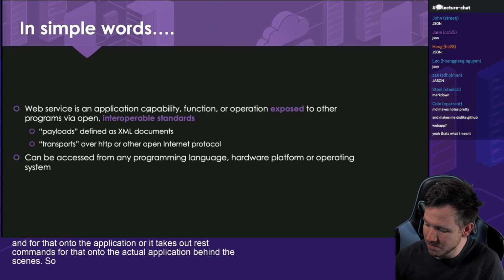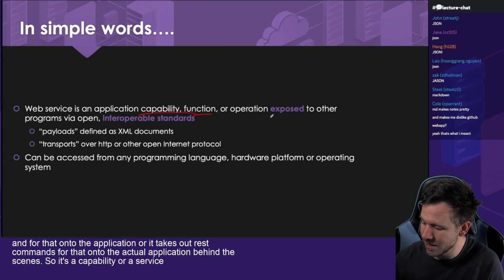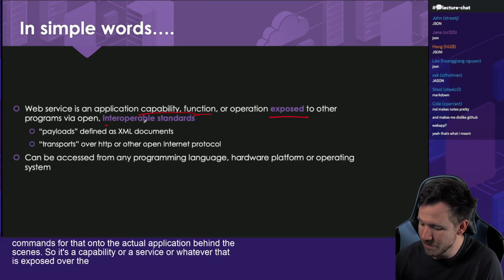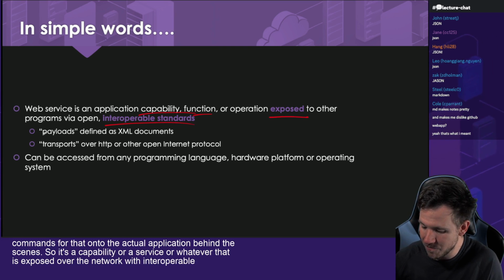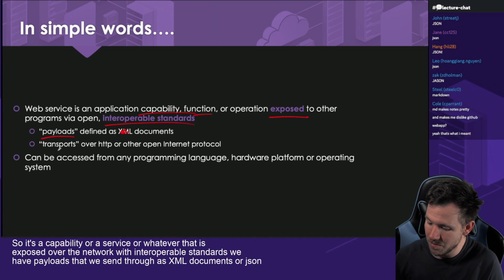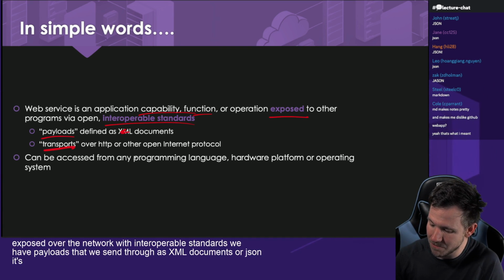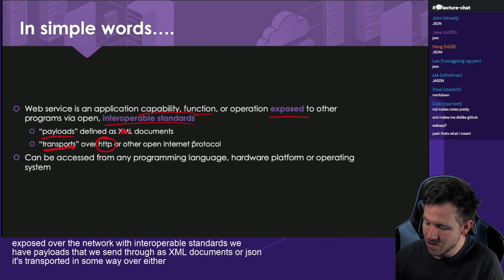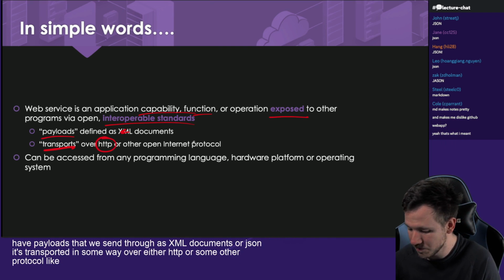So it's a capability or a service or whatever that is exposed over the network with interoperable standards. We have payloads that we send through as XML documents or JSON. It's transported in some way over either HTTP or some other protocol like SOAP, which still uses HTTP underneath the hood.